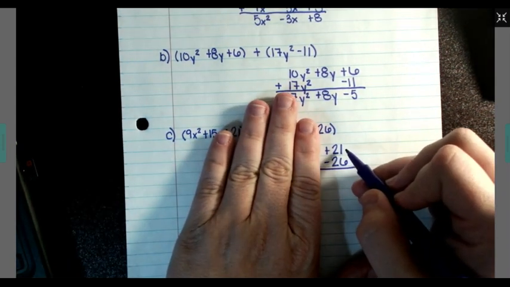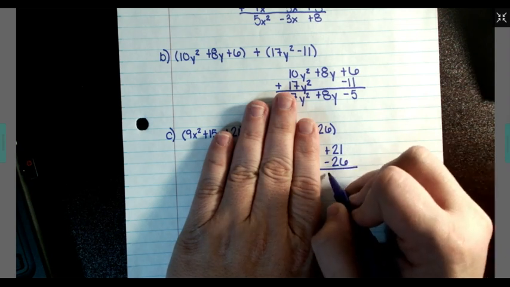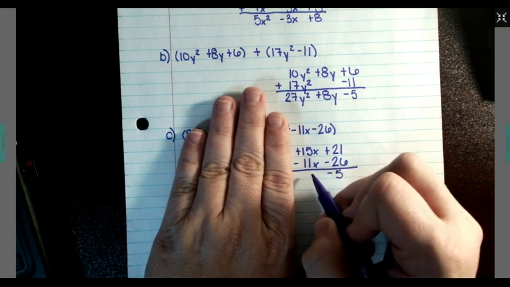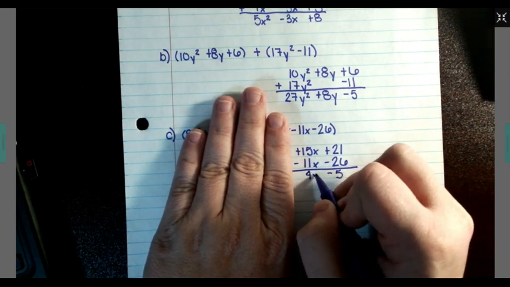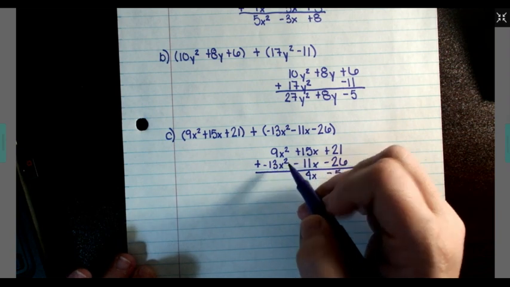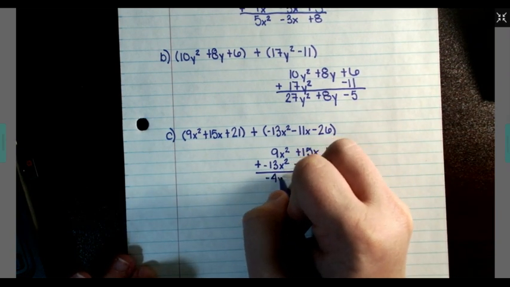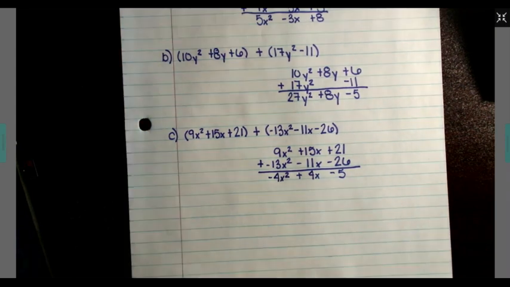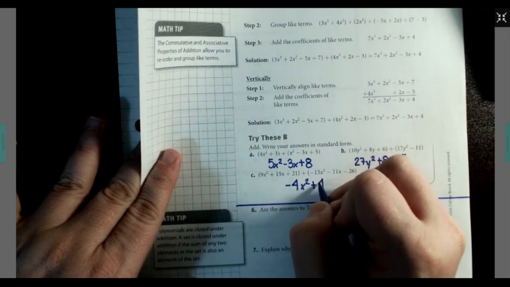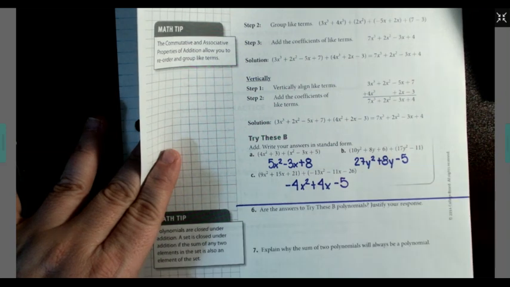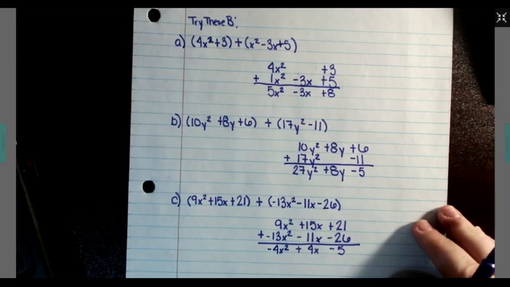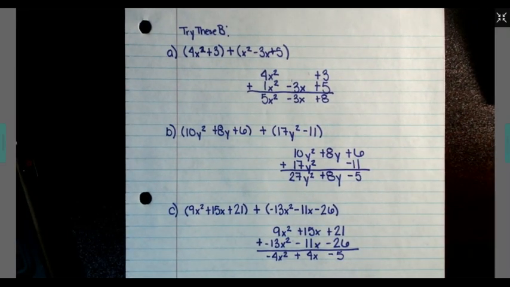Take these one piece at a time. 21 minus 26 is negative 5. 15x minus 11x is 4x positive. And 9x squared plus a negative 13x squared would be negative 4x squared. So my final answer here would be negative 4x squared plus 4x minus 5. Final answer. Go ahead and make sure you get this information written down for A, B, and C and answer the debriefing question to follow.